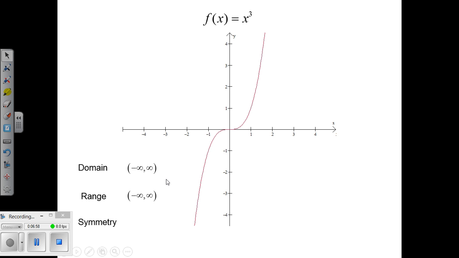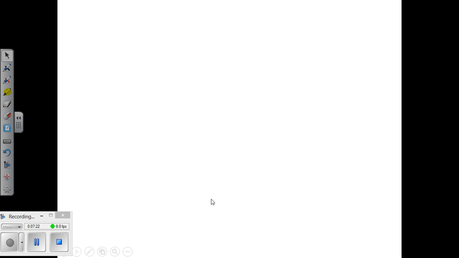What kind of symmetry does it have? It's a reflection across the origin, around the origin. Okay, so it's symmetric about the origin. How do you tell origin symmetry? Put in opposite values of x, it results in opposite values of y. Put in 2, it gives you 8. Put in negative 2, it gives you negative 8. That's how we check for symmetry about the origin, okay?